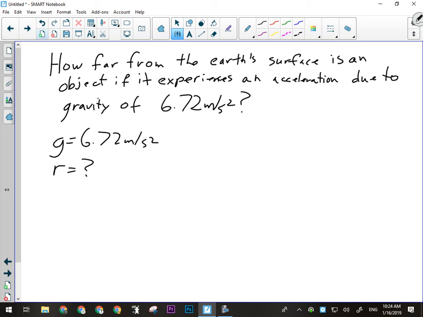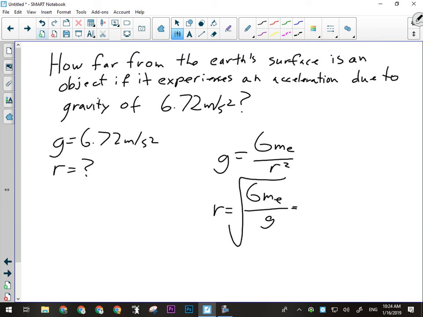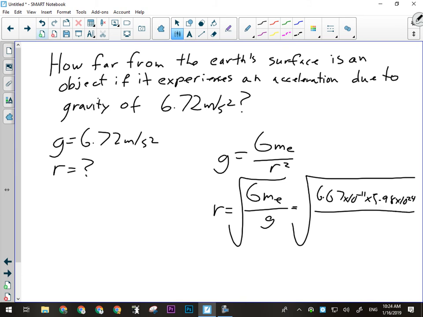Okay, and I know I'm dealing with the Earth. All right, so little g equals big G times the mass of the Earth over r squared, and I'm looking for r. So that's going to mean big G times the mass of the Earth over little g, square rooted. Okay, so we got 6.67 times 10 to the minus 11 times 5.98 times 10 to the 24, mass of the Earth, divided by 6.72. Right, and then we're going to square root that.